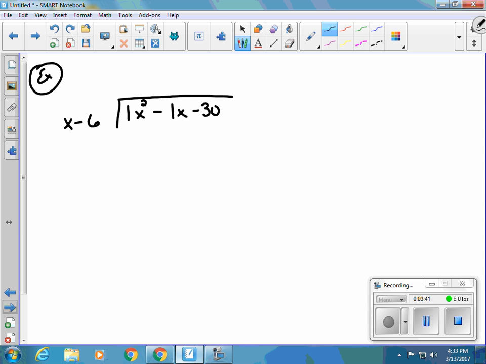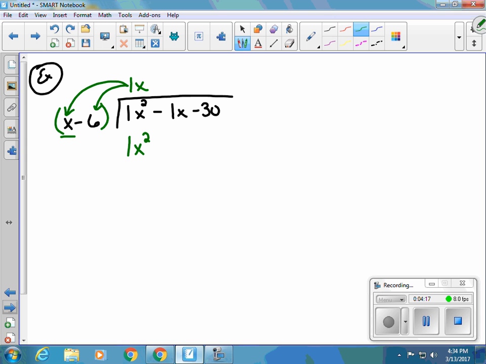Okay, so this is where a lot of people struggle. They can get the first part, but then they kind of forget about the second part. So you have to remember that this x minus 6 is together as one whole thing. So it's like distribution. I first look at the first term, the 1x squared. Well, what times x is going to give me 1x squared? Well, 1x.